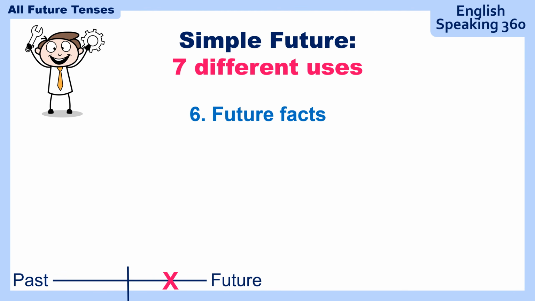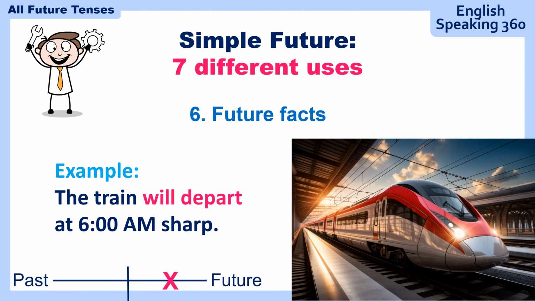Number 6, future facts. Now be careful with this one. The train will depart at 6 a.m. sharp. Will depart is the future, but be careful here because you can also use the simple present for future facts. The train departs at 6 a.m. sharp is also a valid sentence.